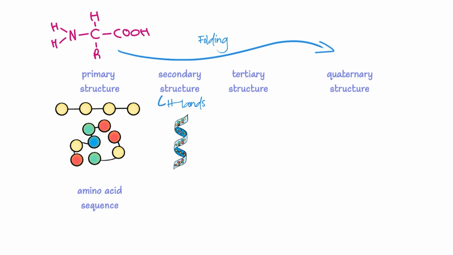The most common sort of shapes that arise out of this initial folding for the secondary structure are called alpha helices and beta pleated sheets. For now, just remember these names.